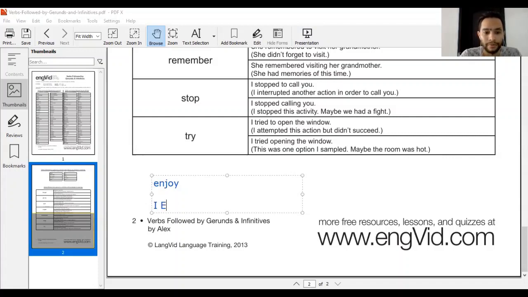I enjoy... Now, here is where it comes, right? Like playing video games. There you go. I enjoy playing video games. Now, take a look. I am following the pattern of the verb enjoy, which means that after enjoy, you get ing or the gerund form.